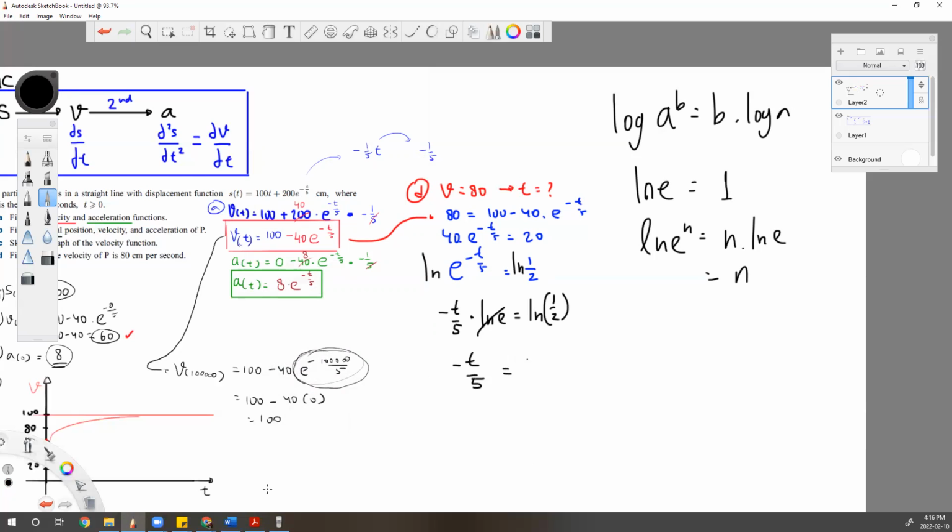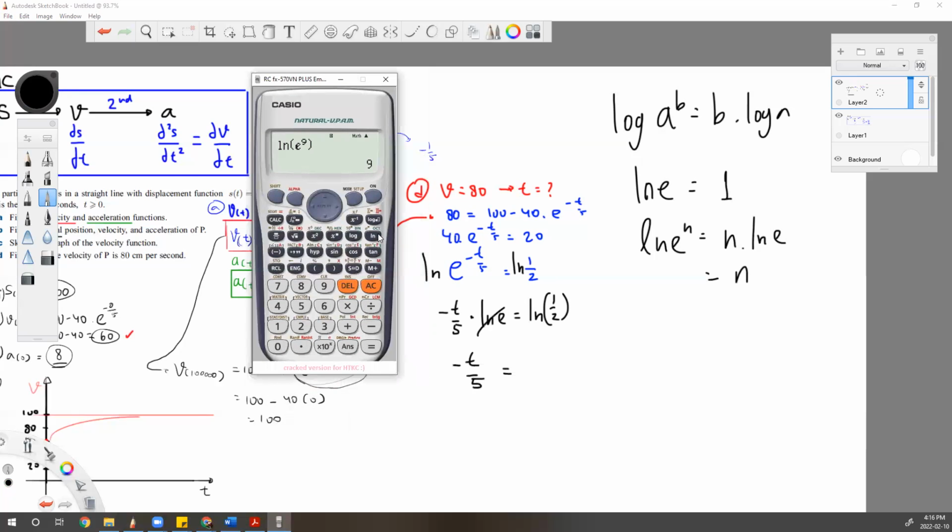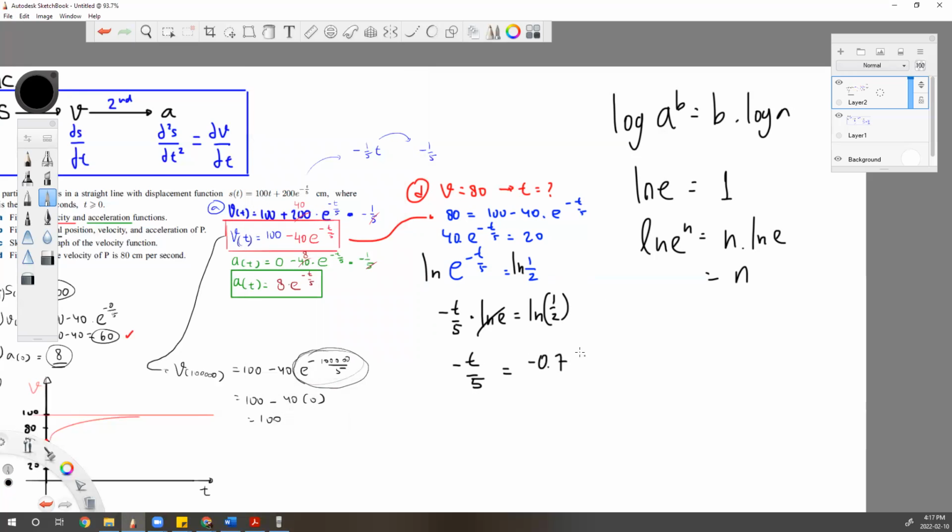ln 1 over 2 needs to be done with a calculator. We don't have any other formula. 1 over 2, ln, gives negative 0.7, let's say. I do the rounding. So t equals, you put the negative out of both sides, 0.7 times 5. So t will equal about 3.5 seconds.